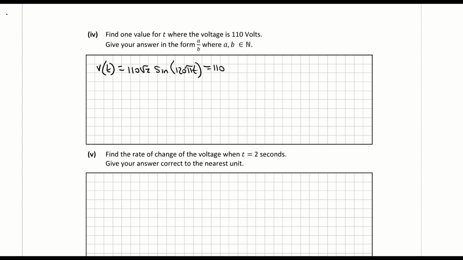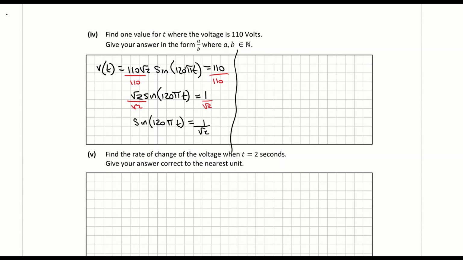I can divide both sides by 110. That's the first thing I'm going to do, divide by 110 on both sides. So that's giving me root 2 sine 120 pi times t is equal to 1, since 110 divided by 110 is 1. Dividing both sides by root 2 is giving me sine 120 pi t is equal to 1 over root 2.